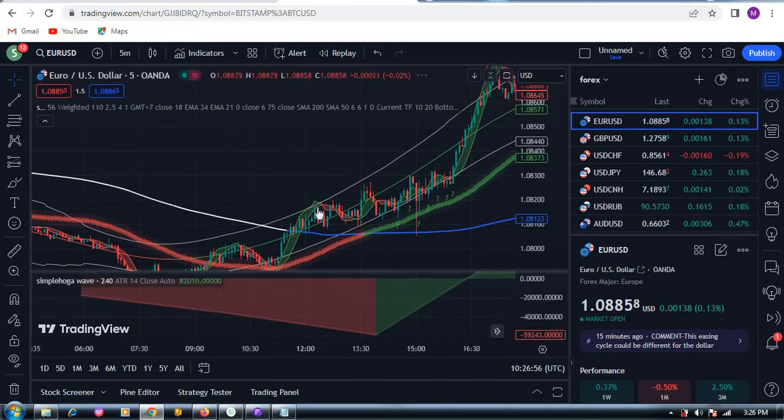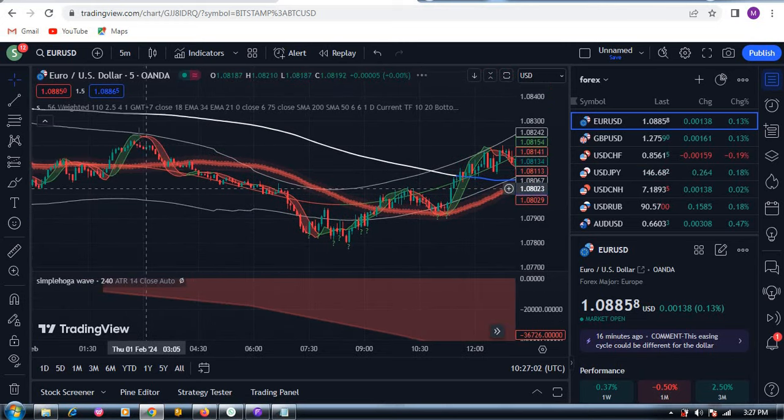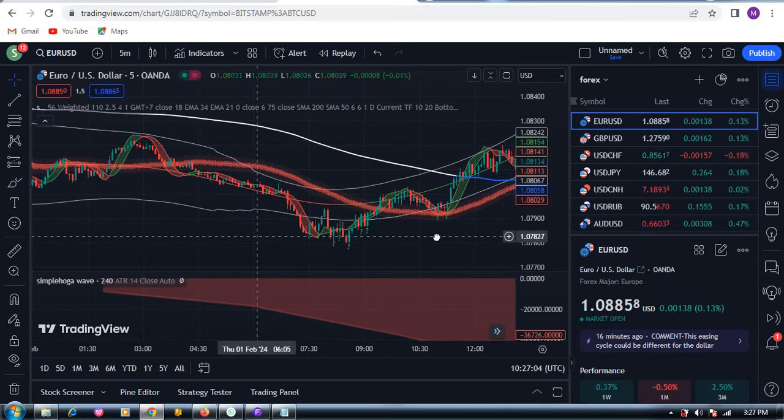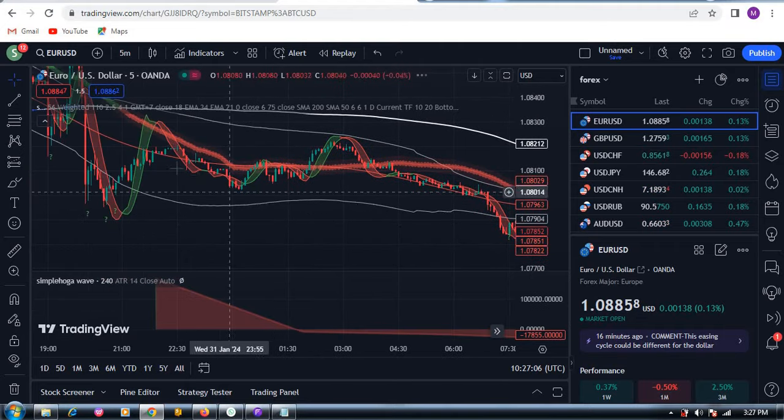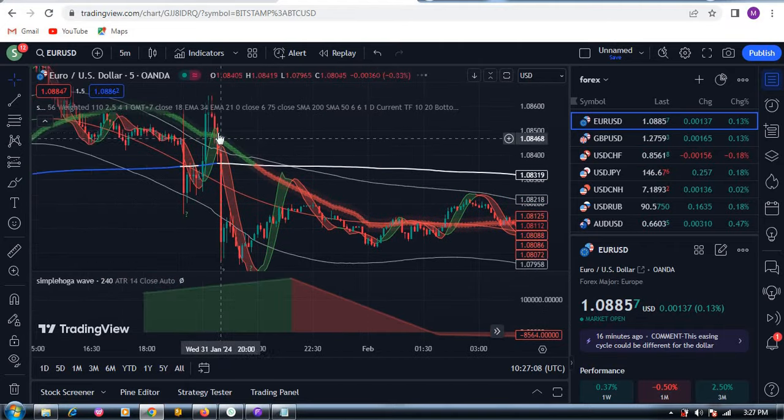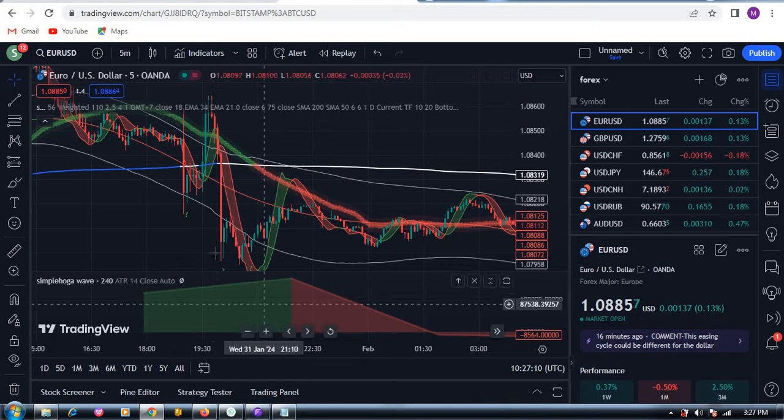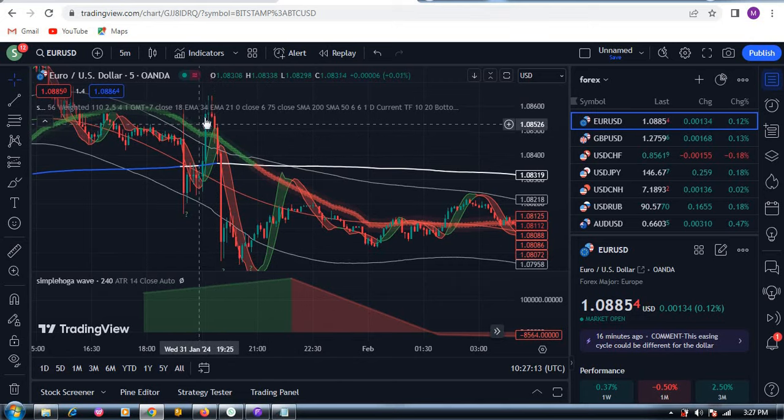This is the sell trade. You got the sell trade and you need to exit your trade here. Okay, this is the sell trade and you got the sell trade. You can see you got the profit. And you got another sell trade. No, this is the buy trade. You got the buy trade, a profitable buy trade, exit your trade here.